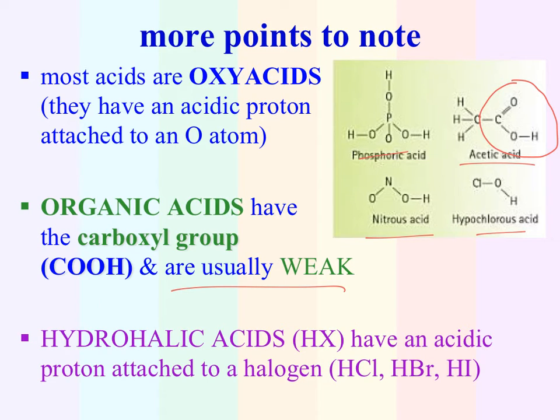Now, the other thing to notice is that hydrohalic acids, with the simple symbol HX, are going to have acidic protons that are attached to halogens. So HCl, HBr, HI, and so on. All of those different types of acids are attached to different things, though. But notice in each of these cases, we have hydrogen attached to some sort of electronegative element.